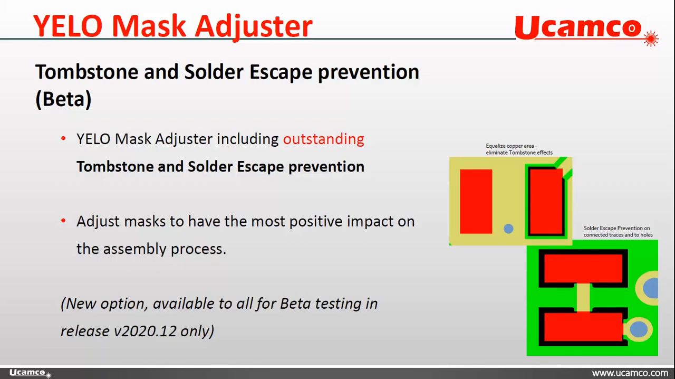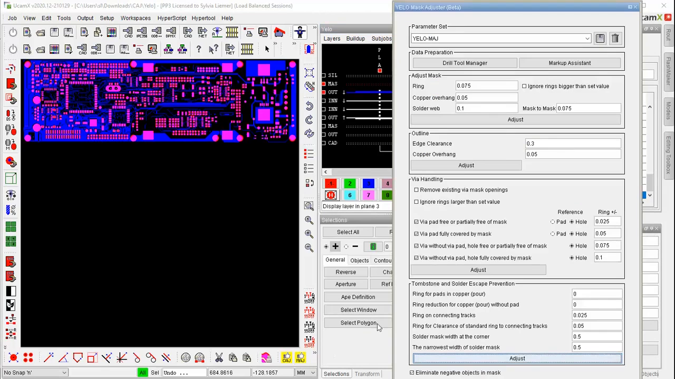The beta testing of the Yellow mask adjuster is coming with the outstanding tombstone and solder escape prevention we invented. It adjusts the mask to have the most positive impact on the assembly process. This is a beta test and a new option available to all for beta testing in this release only. Yellow mask adjuster is completely new. Even if you see things in here and say, yes, I know that from solder mask optimizer, in the background there are completely new algorithms to make it faster and better.